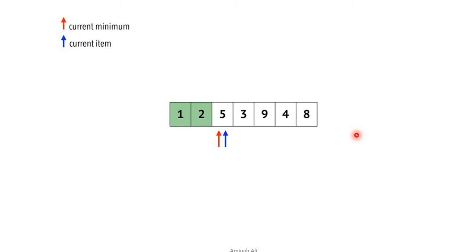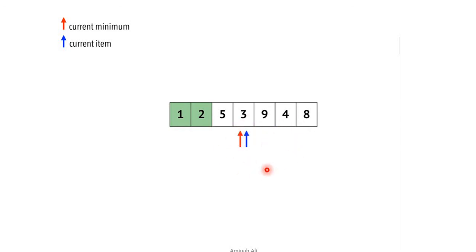Now 5 is again the current minimum and the current item. We will move to 3. Now 3 is smaller, so 3 is the current minimum and the current item. Now you can see that 9, 4 and 8 are also greater than 3, so the blue arrow will also compare 9, 4 and 8. It will go there, but at last it will find out that 3 was the smallest number.